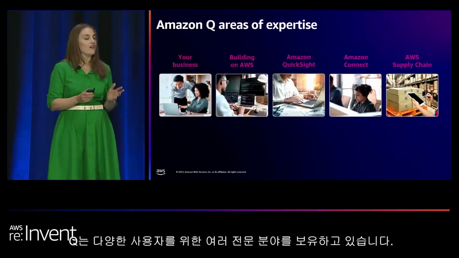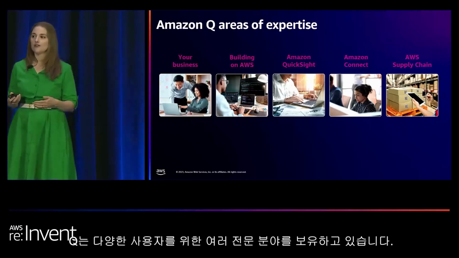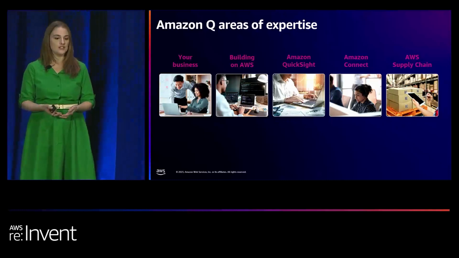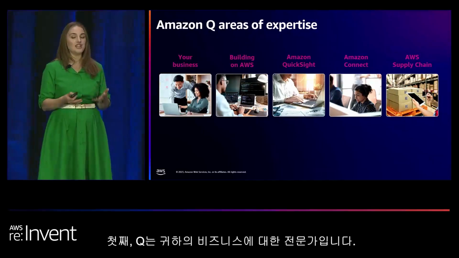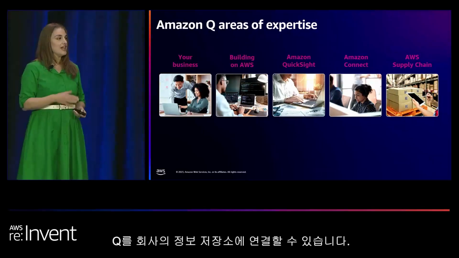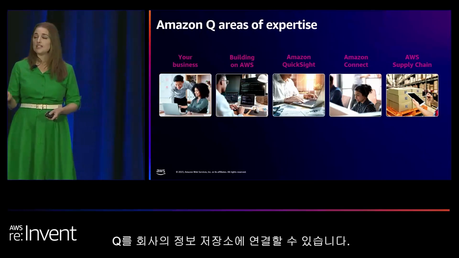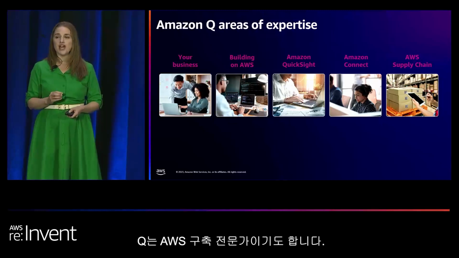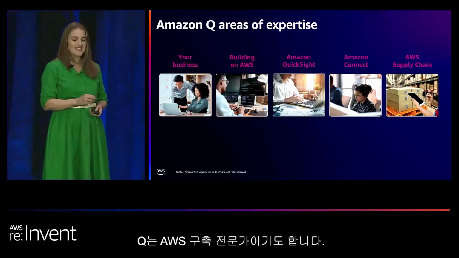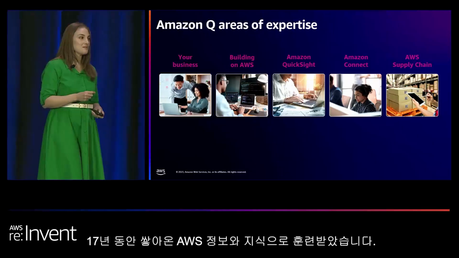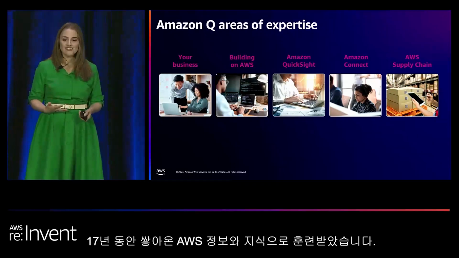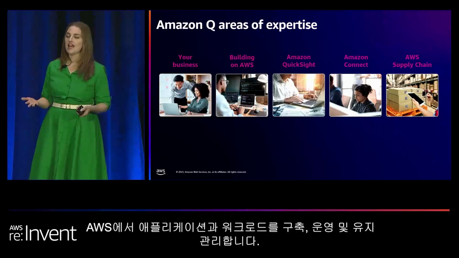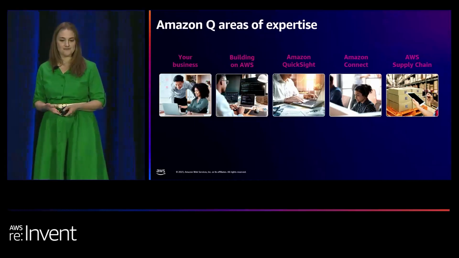Q has multiple areas of expertise to cover the different users and different roles within your company and the work that they do. First, Q is an expert in your business. You can connect Q to your company's information repositories and enterprise systems. Q is also an expert in building on AWS. It's been trained on 17 years worth of AWS information and knowledge to transform the way that you build, operate, and maintain applications and workloads on AWS.